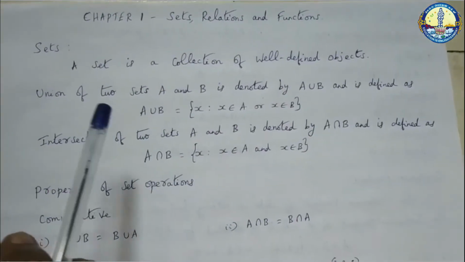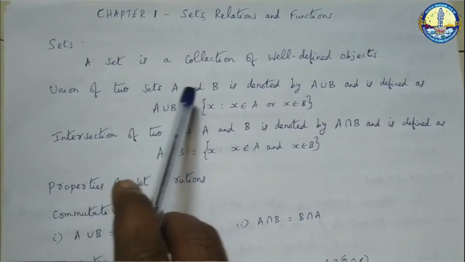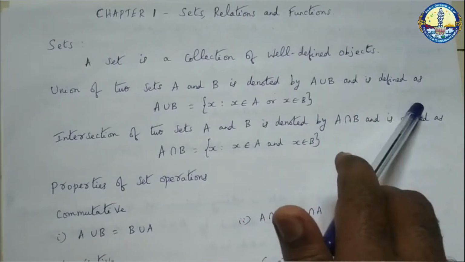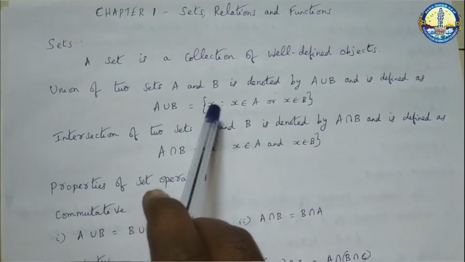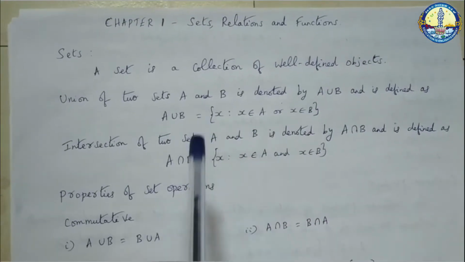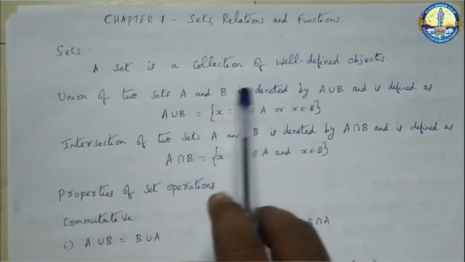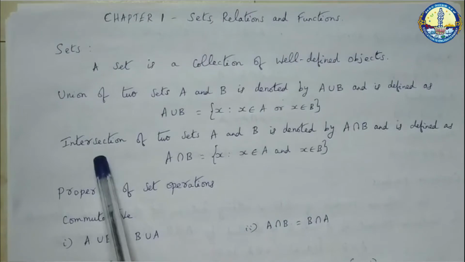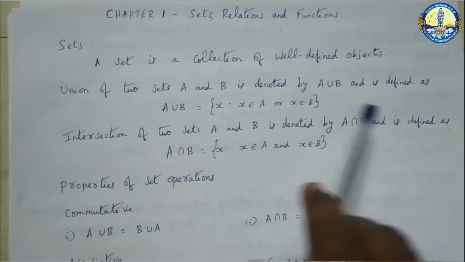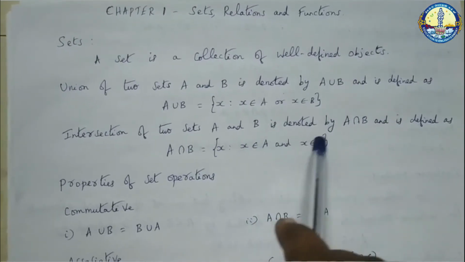Now we will see the union of two sets. The union of two sets A and B is denoted by A union B, and is defined as A union B equals {x : x belongs to A or x belongs to B}. That is, A union B means the elements either in A or B; both will be in A union B. The intersection of two sets A and B is denoted by A intersection B and is defined as A intersection B equals {x : x belongs to A and x belongs to B}.